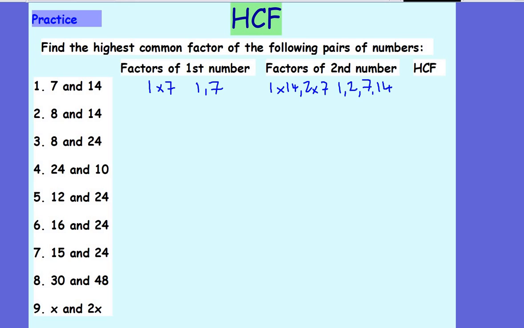So Lilia, what's the highest common factor of 7 and 14? Fab, it's 7. It appears in both and it's the highest number. Cool, please pause the video and spend 10 minutes or so working through the rest of those questions for me. It gets a little trickier towards 8 and 9, but do your best, have a go. Nothing to lose, just have a go.